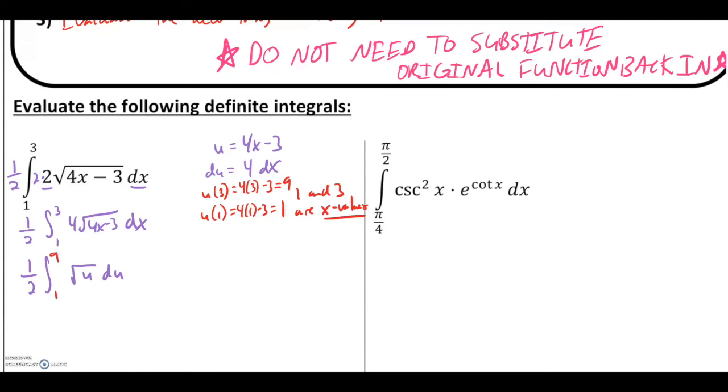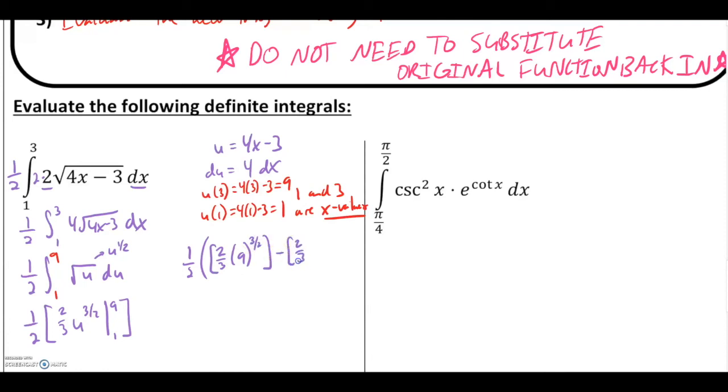Now we'll carry out this problem in the exact same fashion we've done in the past. This will be 1/2. Remind yourself that this was u to the 1/2 here, times u to the 3/2, with the 2/3 out in front, from 1 to 9. And we'll end up with 1/2 my function evaluated at 9 minus that same function evaluated at 1, which will be 9 to the 3/2 is 27 times 2/3 is 18, minus that whole second expression is just 2/3, and our end result will be 26/3.